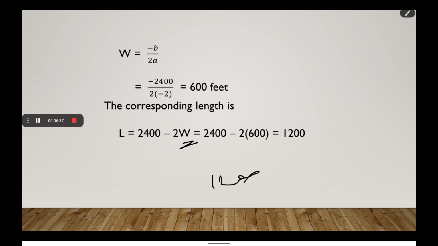We just identify what the dimensions of the cattle area are. What is the length? L equals 1200 and W equals 600 feet. Okay, this is also in feet. I hope you understand this problem very clearly. Let me recall it once again.